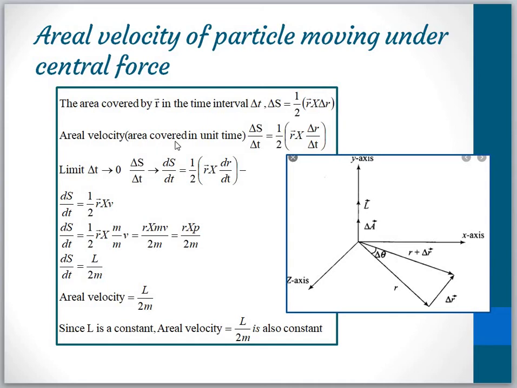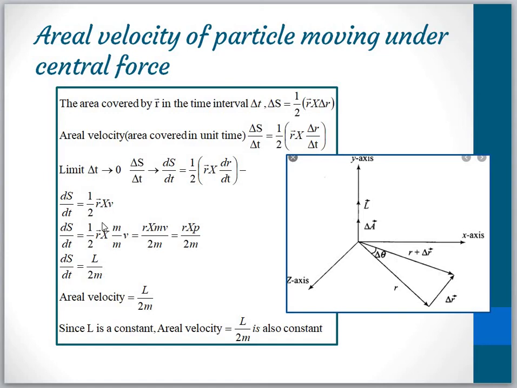So the areal velocity, that is the area covered in unit time, is given by delta S by delta t. Areal velocity is given by dividing by delta t, half into r cross delta r by delta t. So when delta t tends to 0, delta r by delta t tends to dr by dt. So that is given by half into r cross dr by dt. Okay, you can neglect this negative sign, it's a mistake. So dS by dt is equal to half into r cross, what is dr by dt? It is nothing but v.